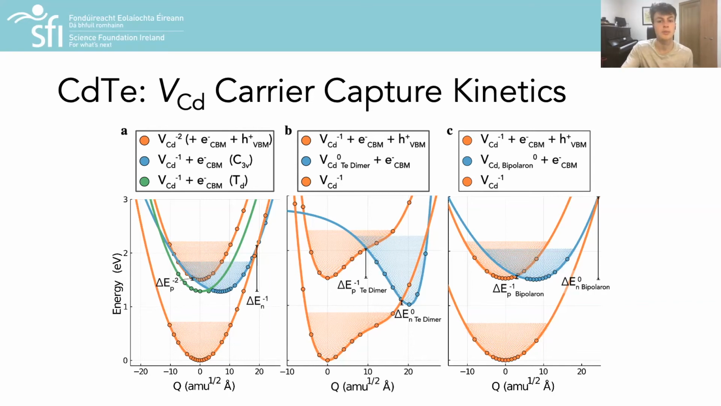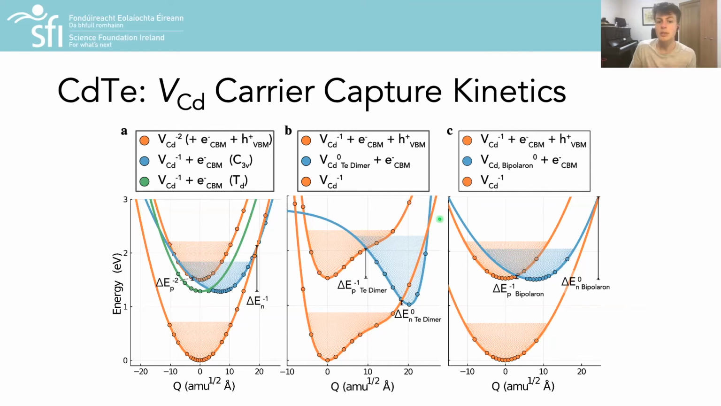Firstly, we note the enormous difference in the potential energy surfaces for the -1 to 0 charge transition, depending on the atomic configuration for the neutral defect, i.e. whether you use the dimer structure or the bipolaron structure, which highlights the importance of getting the correct ground state defect configuration. We also note that anharmonicity in the potential energy surfaces plays an important role here. For example, we find this Morse-like potential for the neutral dimer state due to the presence of the tellurium-tellurium dimer bond. And so the commonly used harmonic approximation is not suitable in this case either.